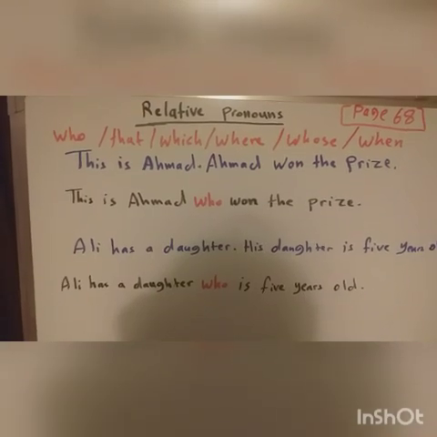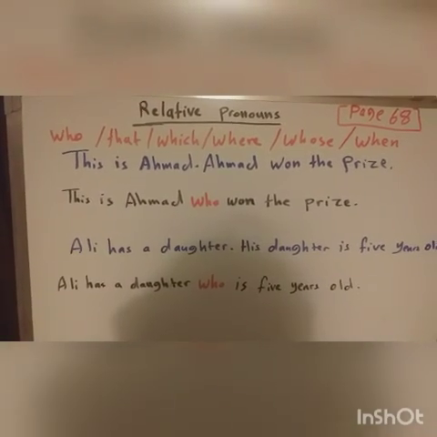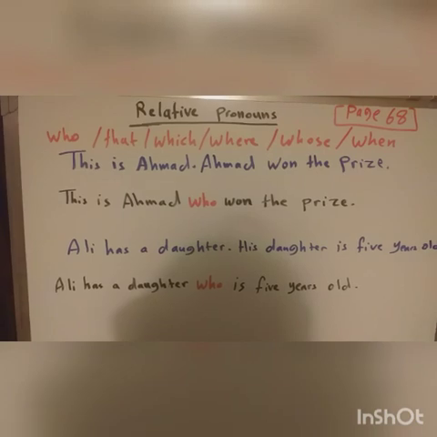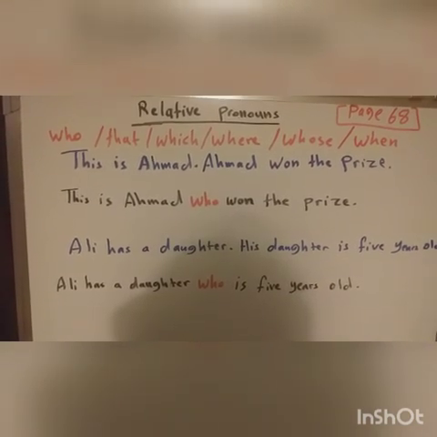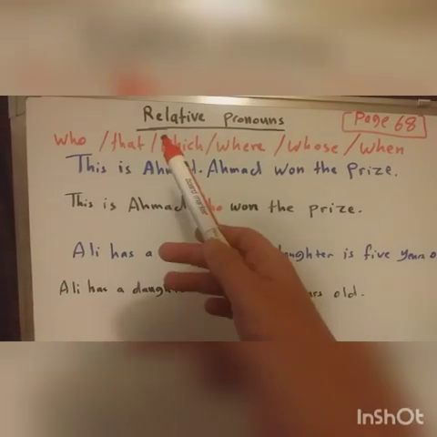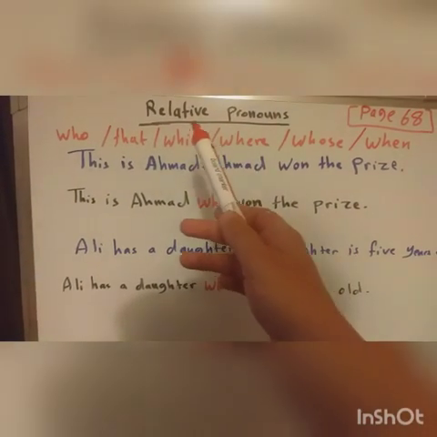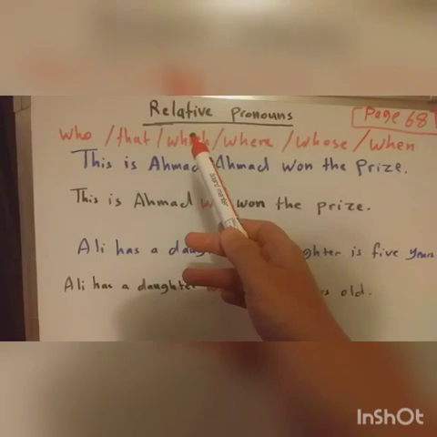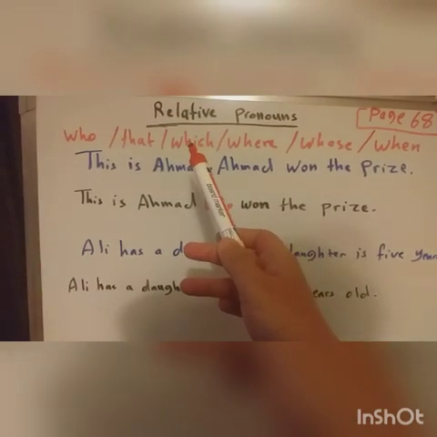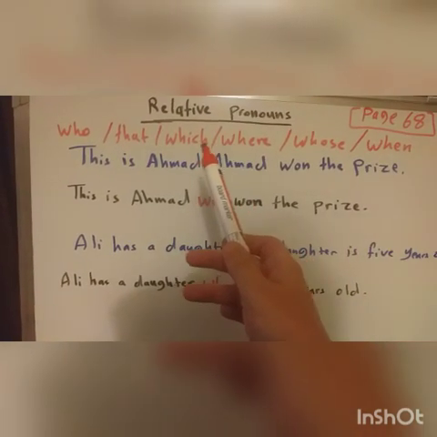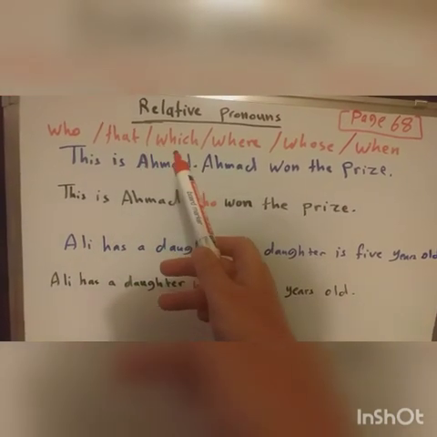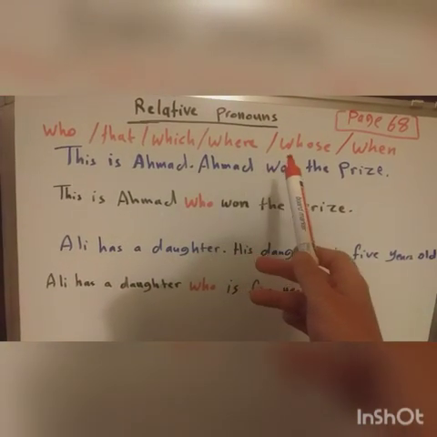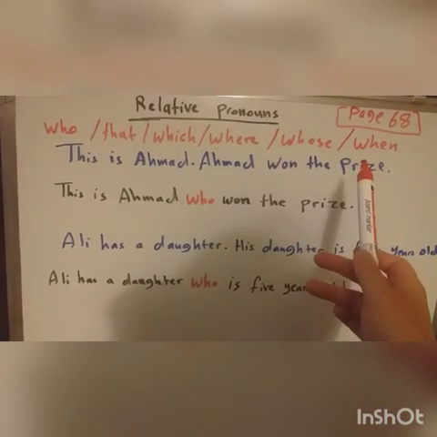To the lesson. Open your student's book on page 68. The lesson title is Relative Clauses. You can also call them relative pronouns. It is called relative because it relates to the word that its relative clause modifies. So we have six relative pronouns: who, that, which, where, whose, and when.